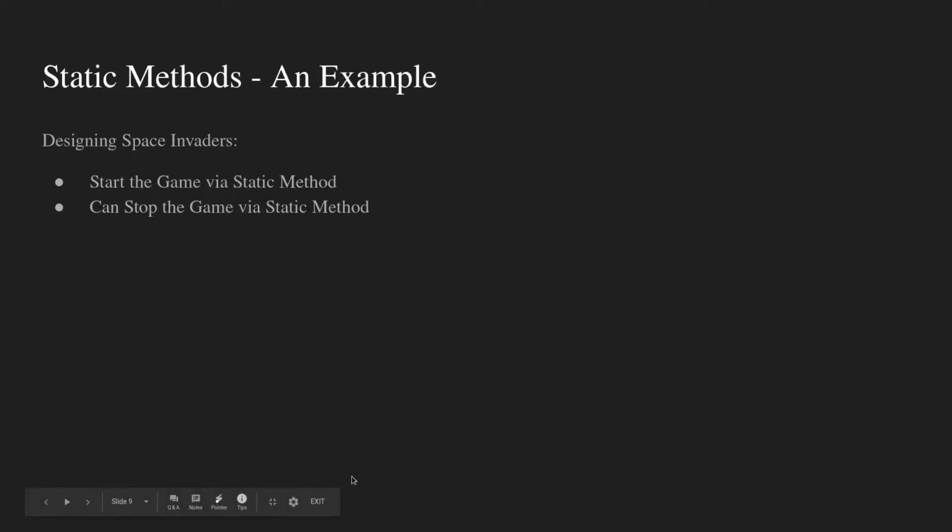So an example I can think of is designing Space Invaders again. You can start the game via a static method, and you can stop the game via a static method. I want to make sure I explain this, but a static method is kind of like this sort of God method that can do whatever the heck it wants. So you'll see a lot of static methods depending on the context of the program you're writing.